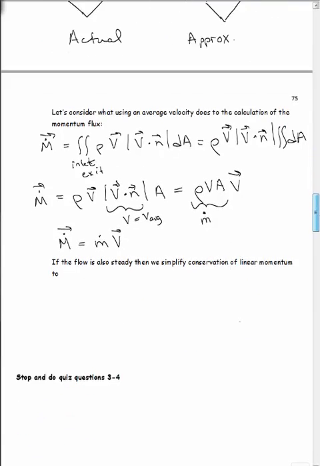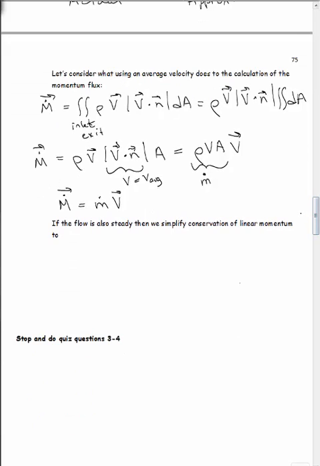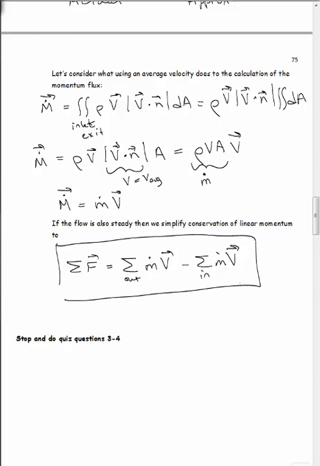And if we also have steady flow, we can simplify the whole conservation of linear momentum down to what we had in that first video. The sum of the forces equals the sum over the outlets of m dot v minus the sum over the inlets of m dot v. Where v is still a vector, these are still vectors, so you have to do the separate components, x, y, and z components, or r, z, theta components, but that's the simplest equation. That's what we're going to end up with most of the time.